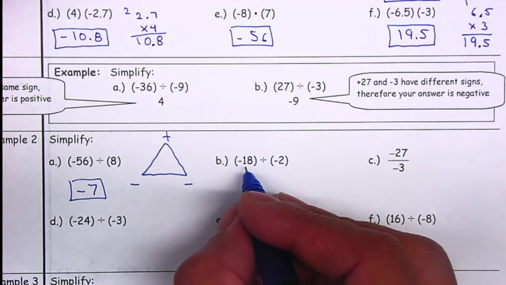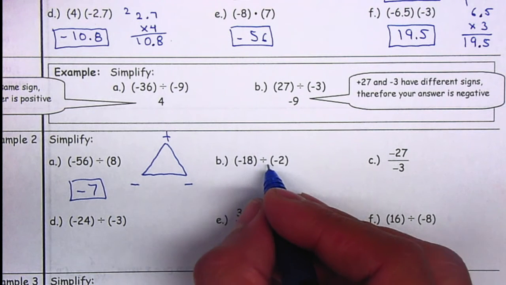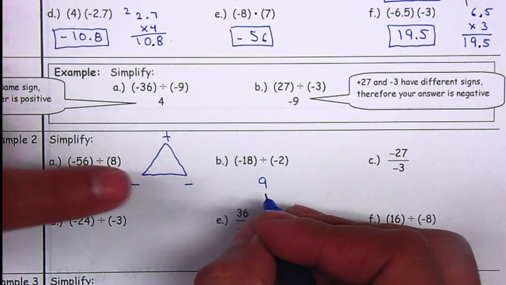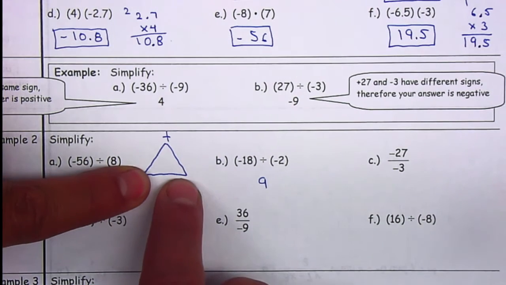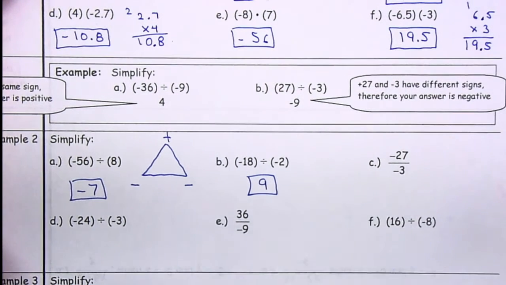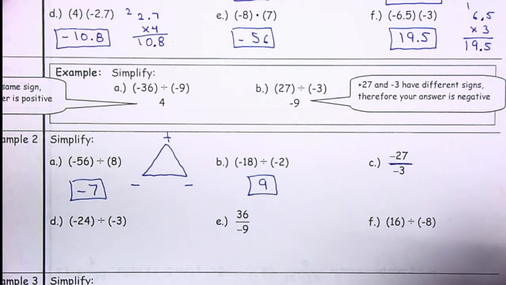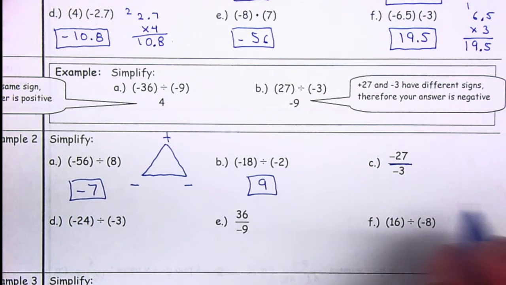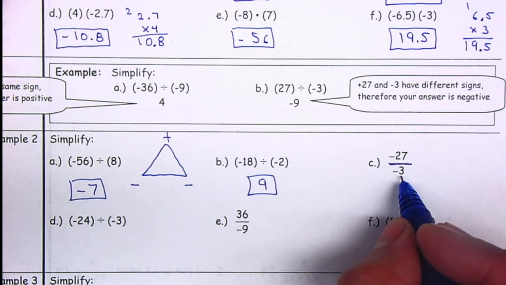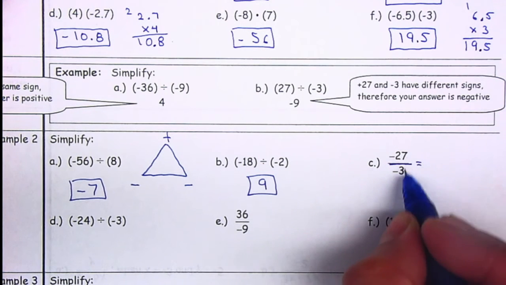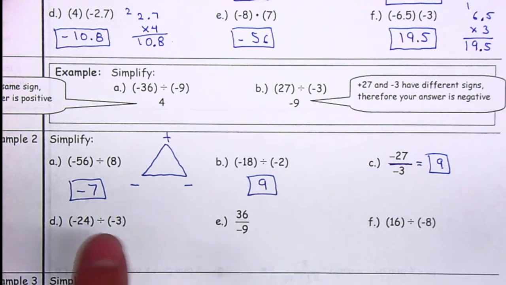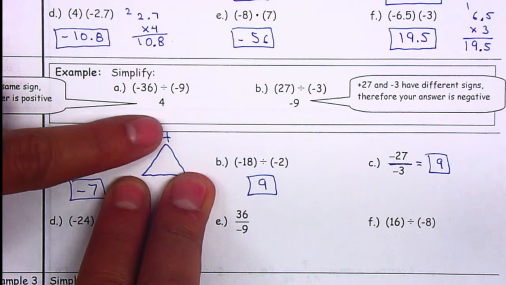Letter B. Negative 18 divided by negative 2. 18 divided by 2 is 9. Negative divided by negative is positive. For letter C, this is also a division. We have negative 27 divided by negative 3. 27 divided by 3 will be 9. Negative divided by negative will be positive.